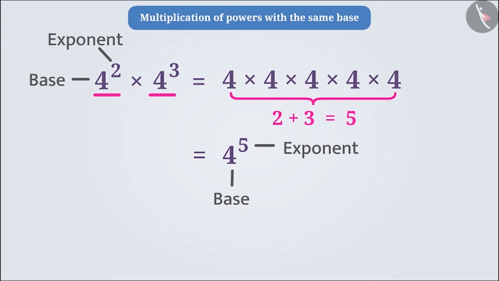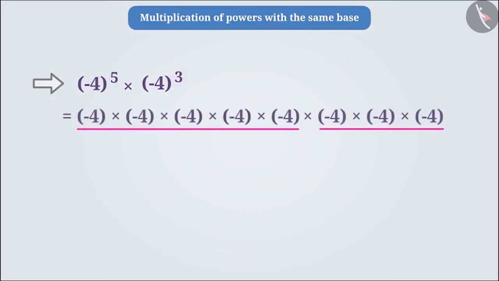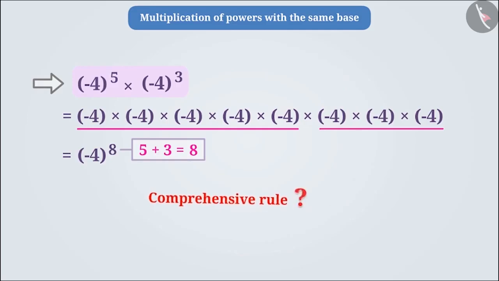Let's take another example. We can write minus 4 to the power of 5 into minus 4 to the power of 3 is equal to minus 4 to the power of 8. Here also, you can see that the sum of the exponents of the numbers to be multiplied is equal to the exponent of the result. Based on these examples, can you make a comprehensive rule for multiplying the powers of the same base? Think a little.